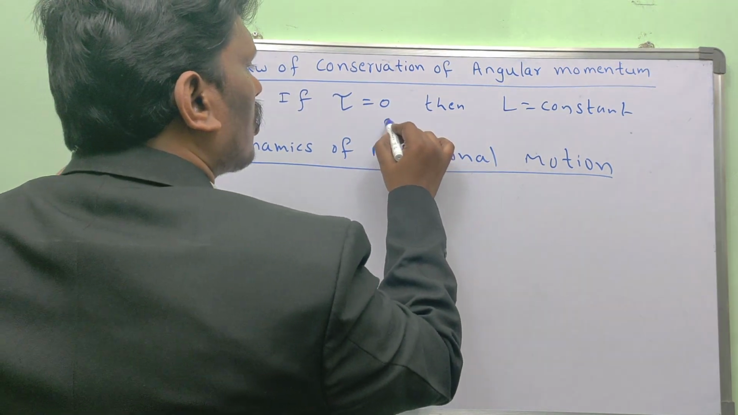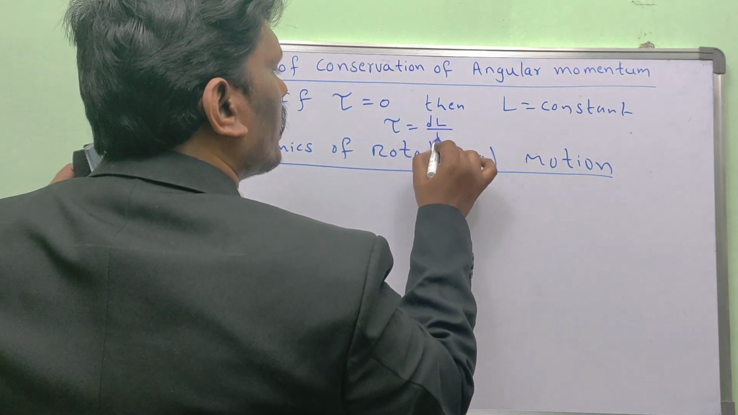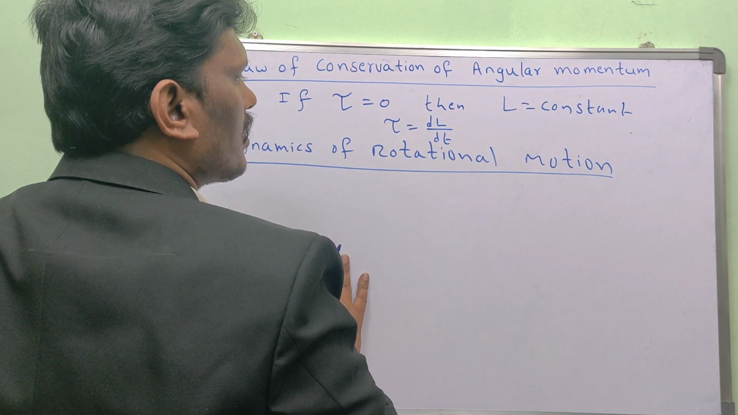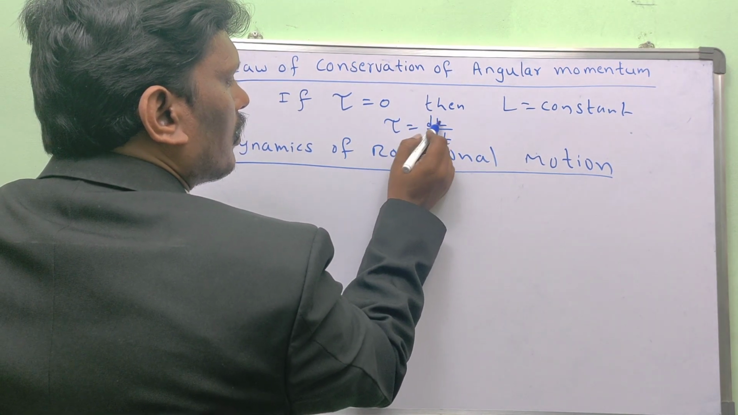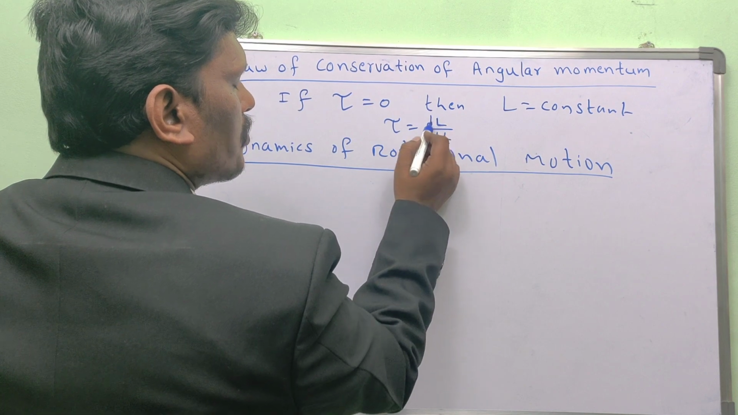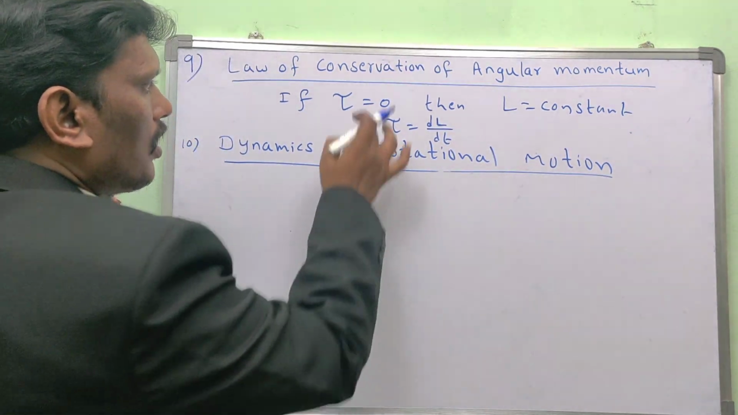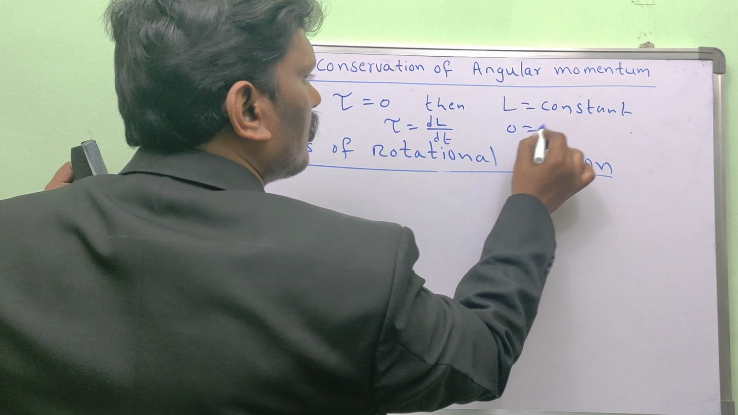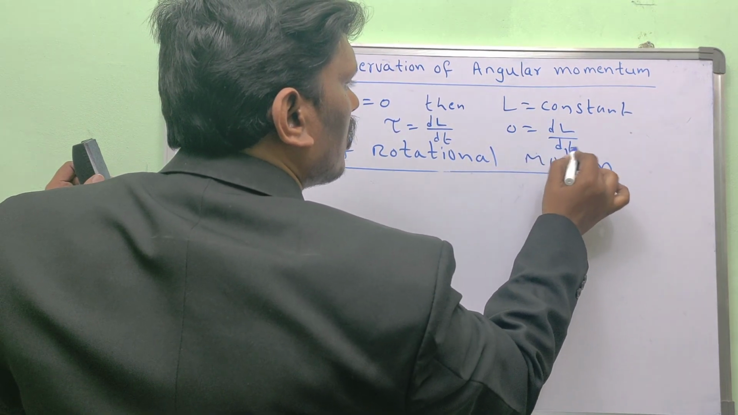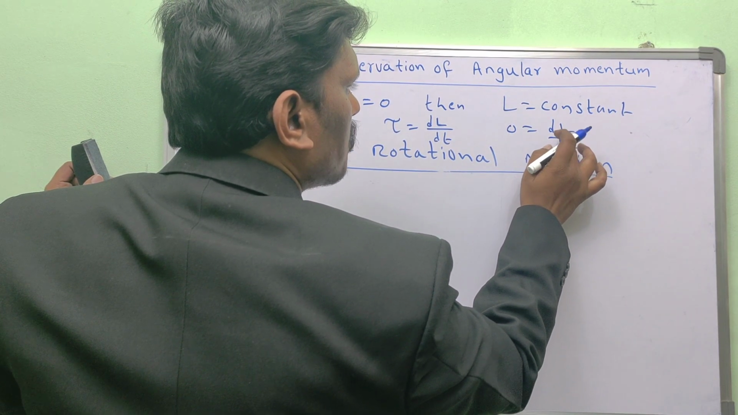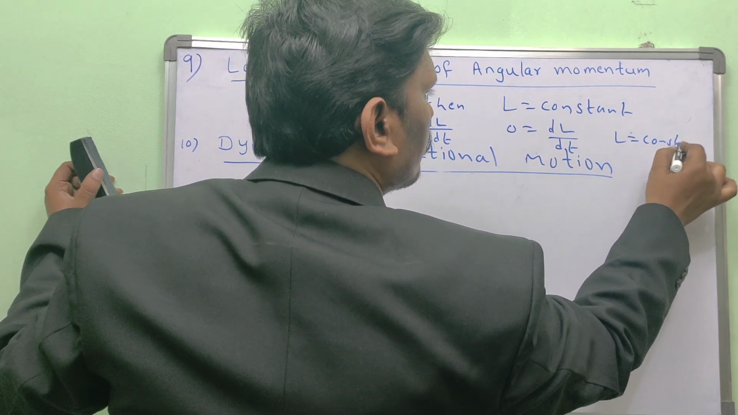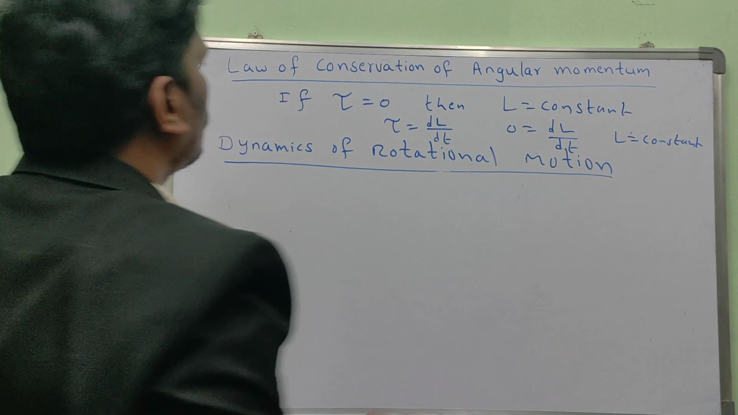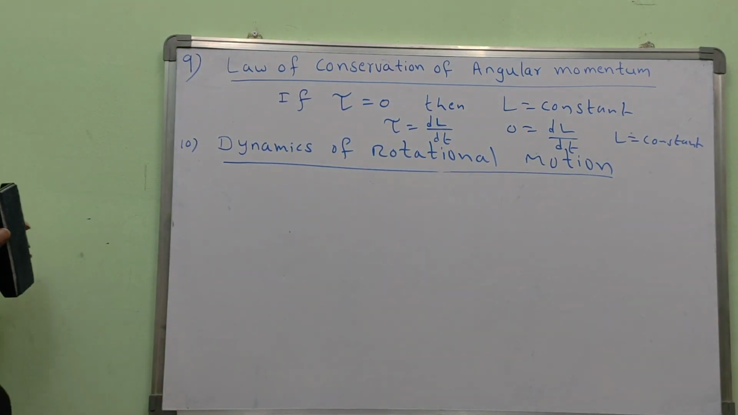Because tau means dL by dt. If tau is 0, what is L? L is constant. Why? Because the derivative of a constant is 0. That's why L is equal to constant. That is the law of conservation of angular momentum.